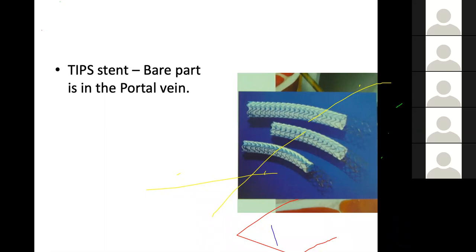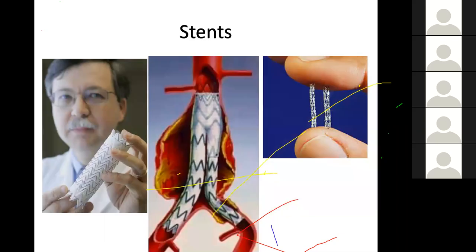I think this is all that you need to know to pass and sail smoothly through the table Viva as far as stents are concerned. So this is how a stent is placed.